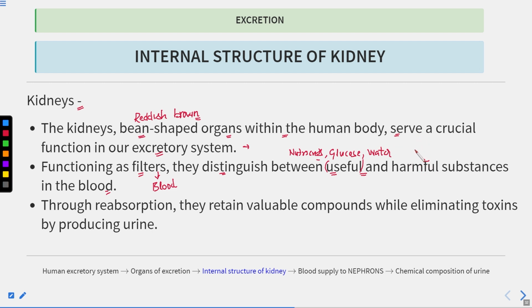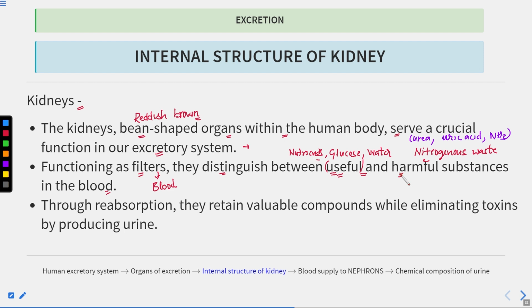What are these harmful substances? Such as nitrogenous waste. I've already told you this nitrogenous waste is in the form of ammonia, urea, and uric acid. One is urea, another is uric acid, and then we have ammonia. These are the nitrogenous waste. So the kidney can differentiate between these useful and harmful substances.